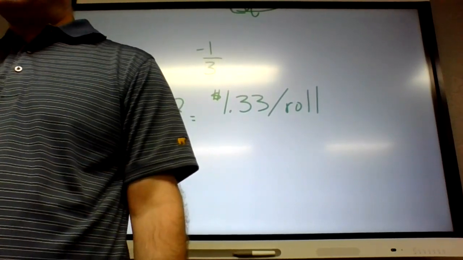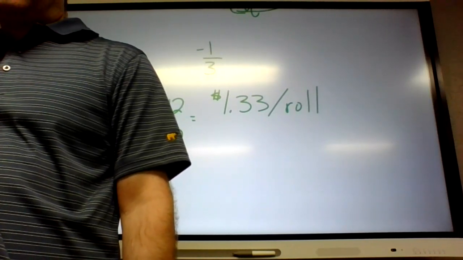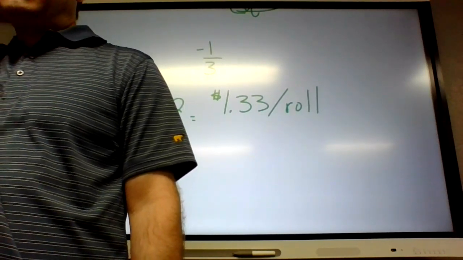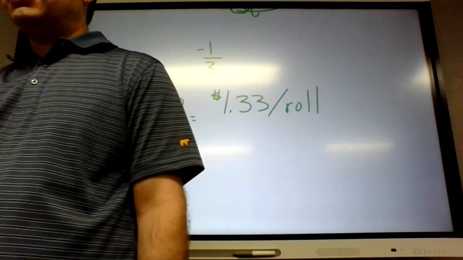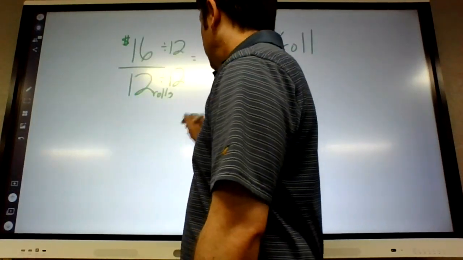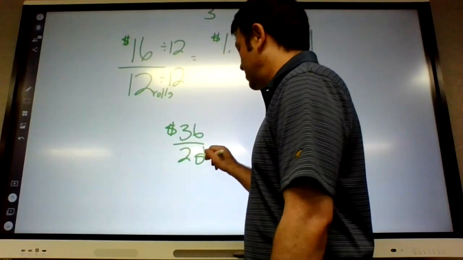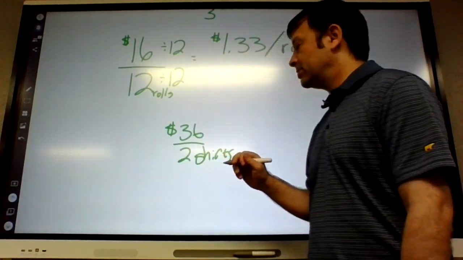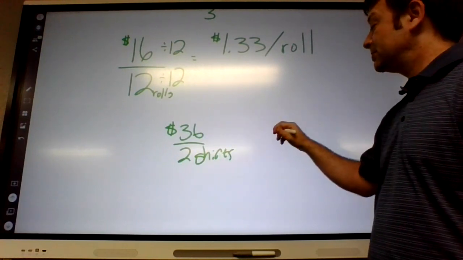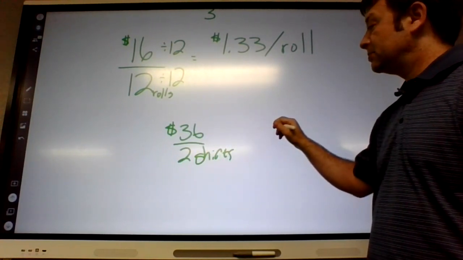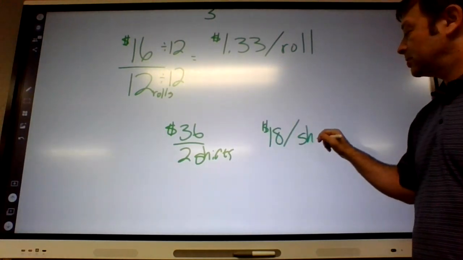29 says buying a $36 shirt and getting a second shirt of equal or lesser value for free. So really, how many shirts are we getting for $36? 2. So it's $36 for 2 shirts. What do we probably want to know? How much are we paying for 1 shirt? So just divide by 2. It's $18 per shirt.